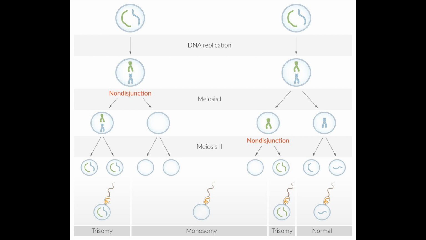There's also another proposed mechanism whereby individuals end up getting trisomy 18, but this is only seen in approximately 5% of people with Edwards syndrome. They end up having an extra copy of chromosome 18 in only some of the body cells, and this is known as mosaic trisomy 18.